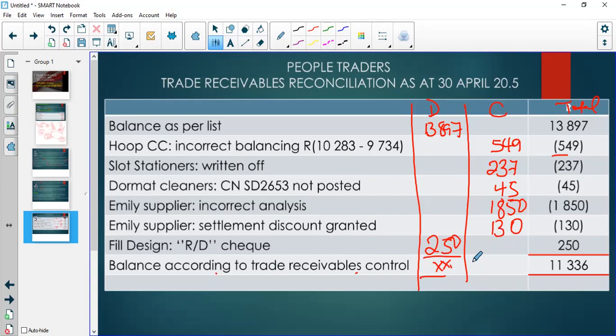The balancing figure, which is the balance according to the trade receivables control, will be on the smaller side, which is the credit side. So you need to be comfortable using the debit and the credit. And the principle is what increases what customers owe is recorded on the debit. What decreases what customers owe is on the credit, right? And then we're going to be very happy people.